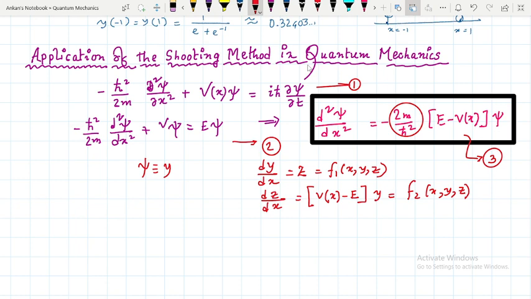So it will take a long time. To reduce the time and obtain the solution quickly, we must apply some scaling. Here I am applying the scaling 2m by h-bar square taken to be equal to 1. This is equal to 1. This scaling I have used for this solution. Okay, so this is the first function, this is the second function.